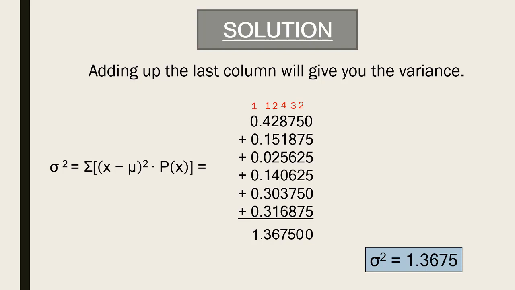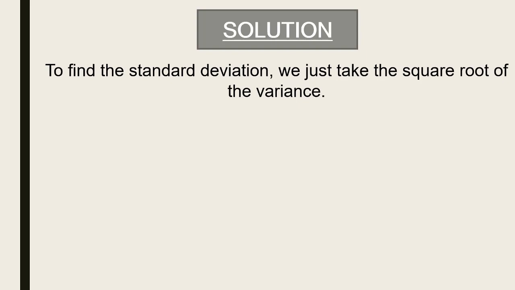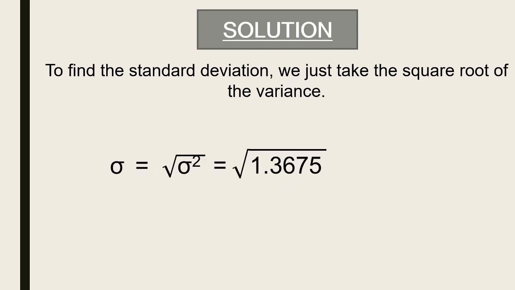Okay, that was the hard part, right? Remember, finding the variance always has the most work in it. Now what we want to do is find the standard deviation. And to find the standard deviation, we're just taking the square root of the variance. So we're taking the square root of that 1.3675 number. And that's going to approximately equal 1.1694. Okay? So that would be the standard deviation. Finding the standard deviation is easy once you have the variance.